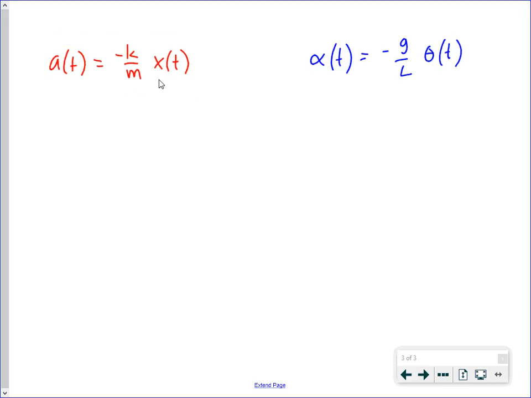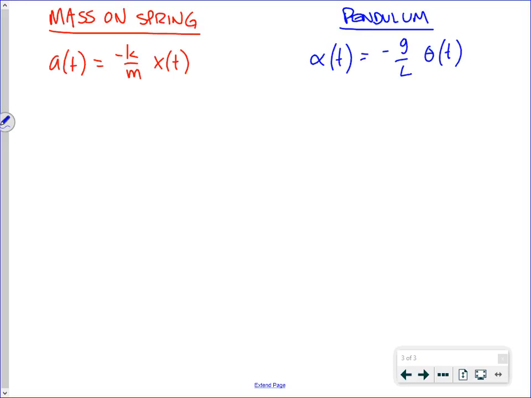Please note the similarities. So here's mass on spring. Here's pendulum. Now, for an object that is a simple harmonic oscillator, the position varies as a function of time and can only vary as a function of time in one way.